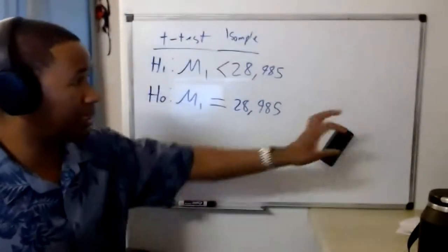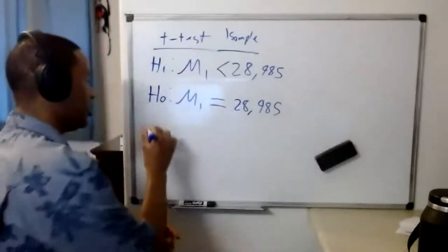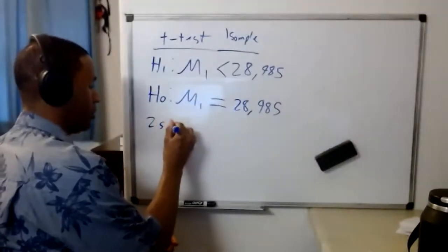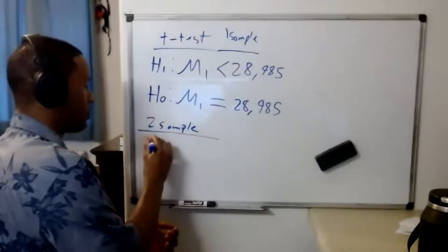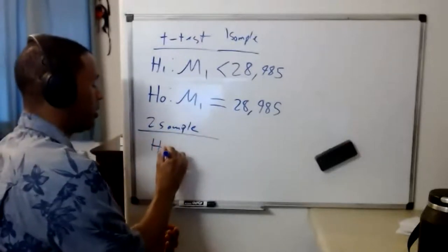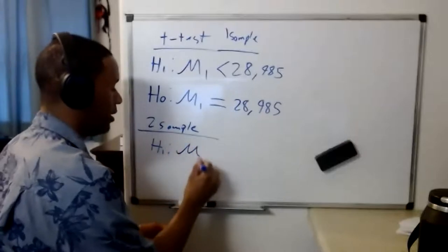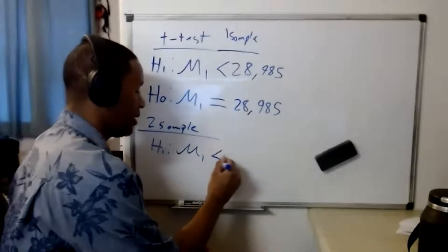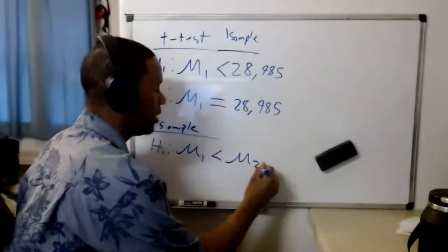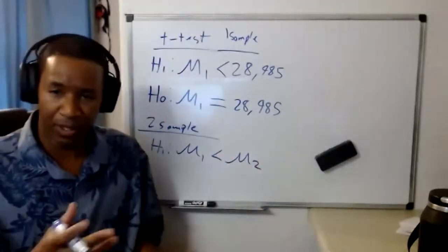Now, you could also do a t-test if you had two samples. A two-sample t-test, you could do something similar in the sense that you could look at the mean wages of African Americans, and you might say that the mean wage of African Americans is less than the mean wages of white Americans. So you could do a two-sample t-test.